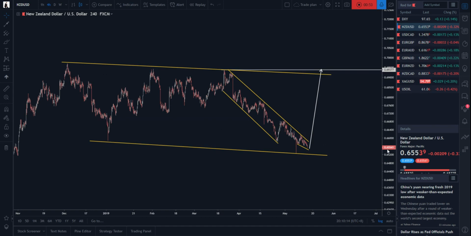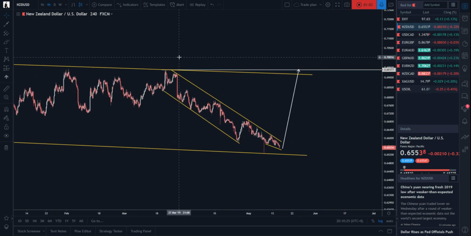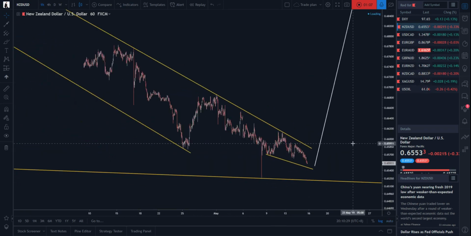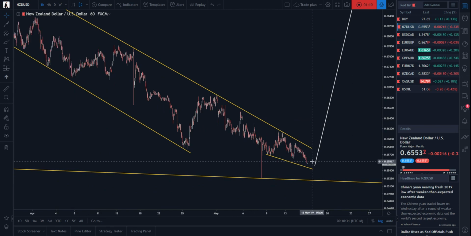Right now price is at 0.655. There's the potential to rally all the way to the 0.6930 region. So this is something that definitely you want to pay attention to as well. Kiwi-Dollar, we might get a pop maybe end of this week, or depending on how price develops, we might get it earlier next week.